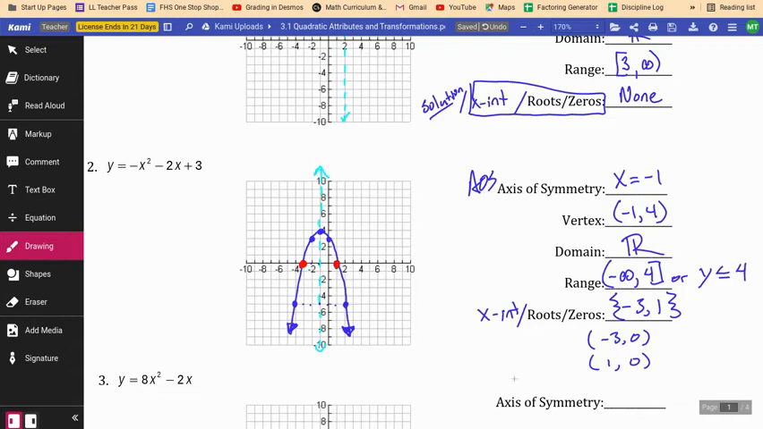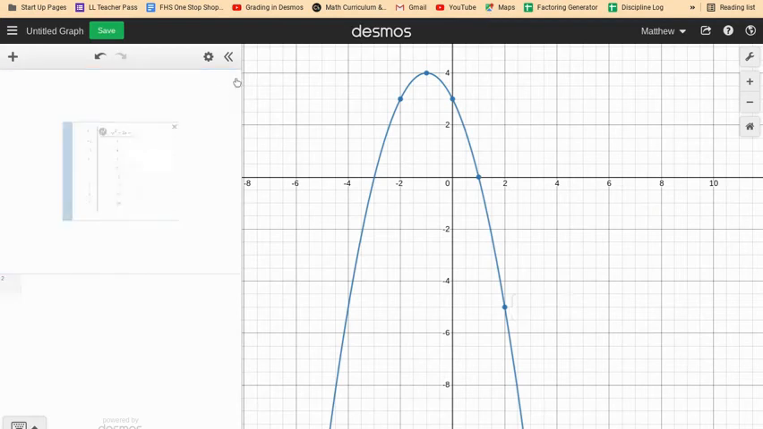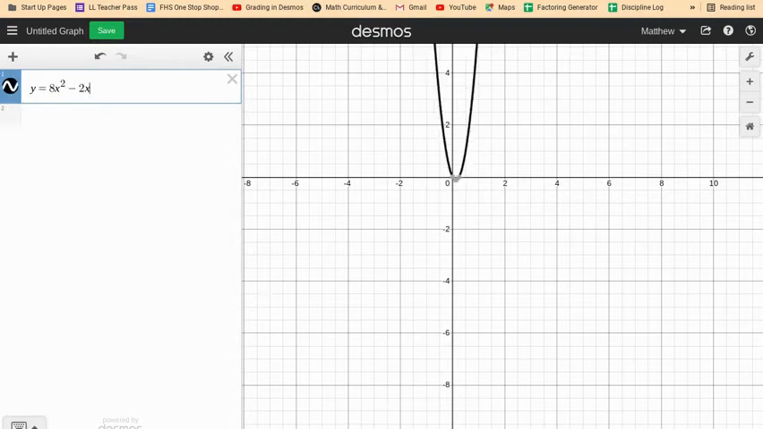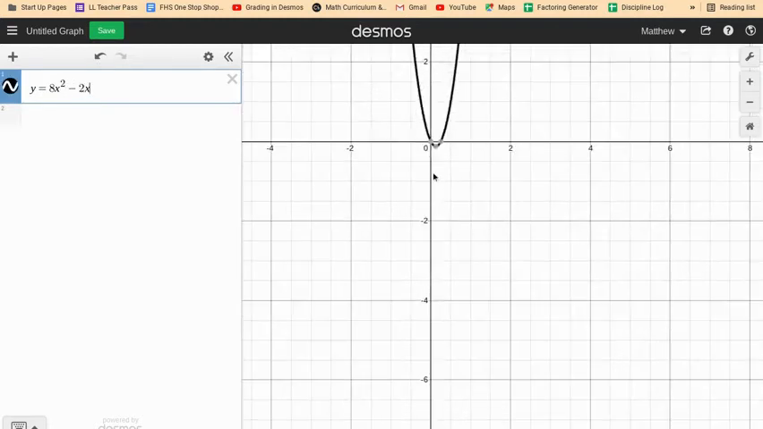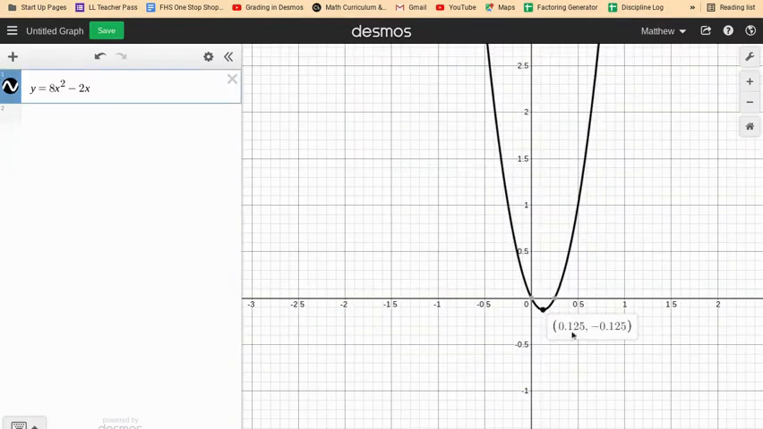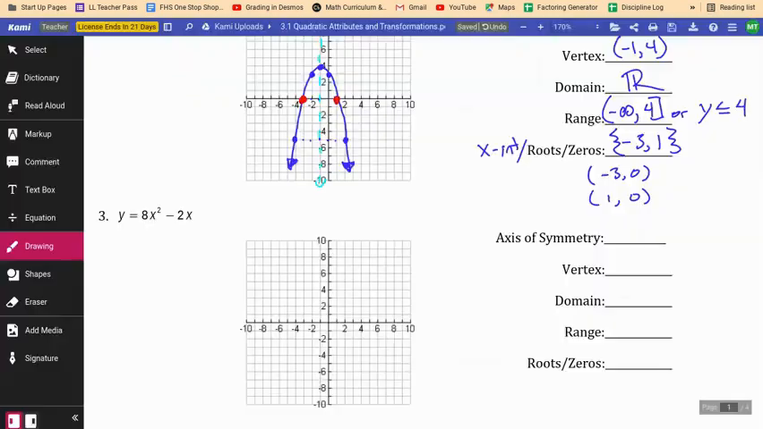All right, and then the last one, y equals 8x squared minus 2x. I'm going to zoom in just a little bit because it's super tight. This time, not very nice and neat, right? We have really small decimals, so that's going to be kind of hard to graph. If you wanted to, you still could.